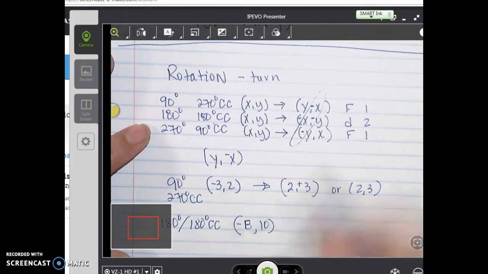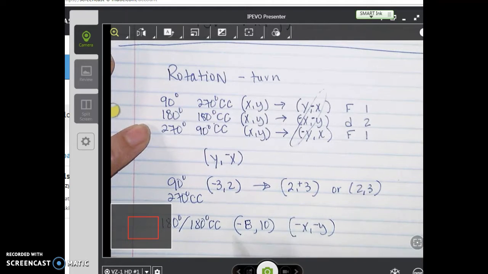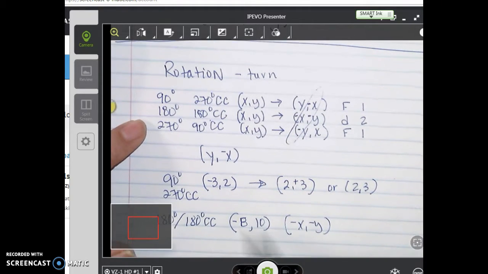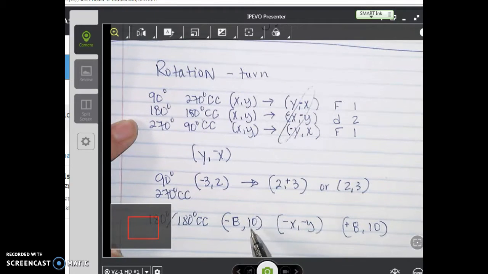Well, if you're using your rule up here, it says negative x comma negative y. That means don't change the order, so 8, 10 is still 8, 10. And this says change the sign you have. I have negative, so now I have positive. This one is positive, so I should change it. Now I have negative, and I'm done.